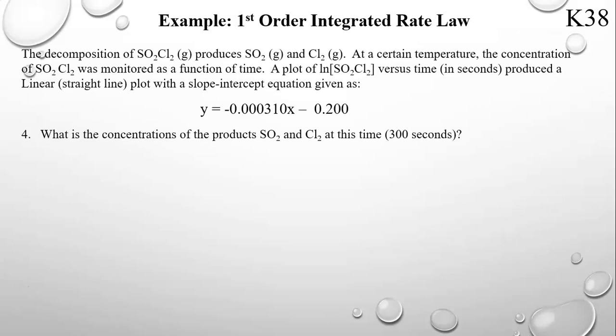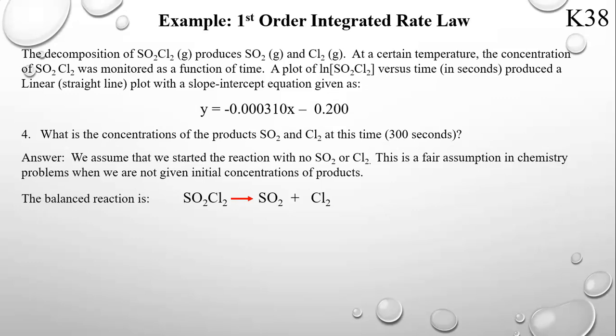Okay, here's question number 4. The data up above is the same. What is the concentration of the products SO2 and Cl2 at 300 seconds? So we figured out what the concentration of the SO2Cl2 was at the end of the 300 seconds. Now they want to know the concentration of the SO2 and of the Cl2, the products, after the reaction has taken place.